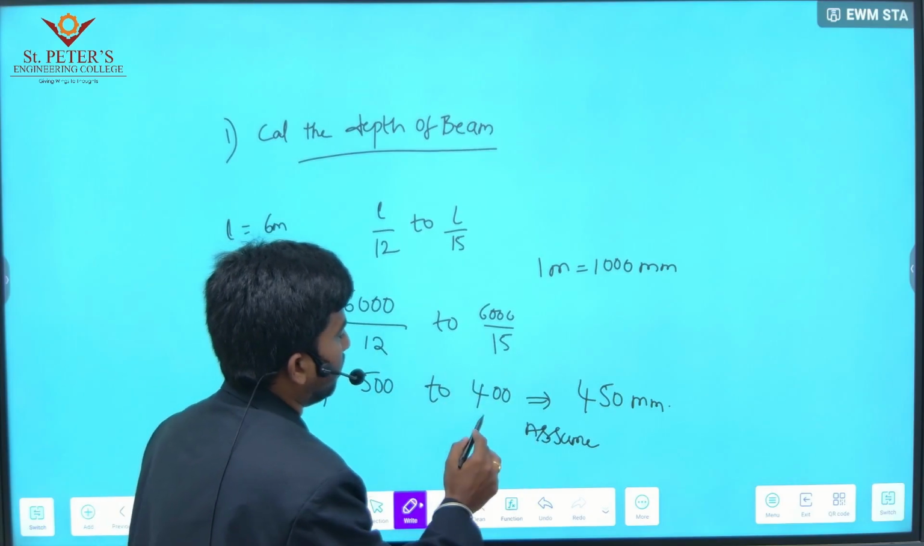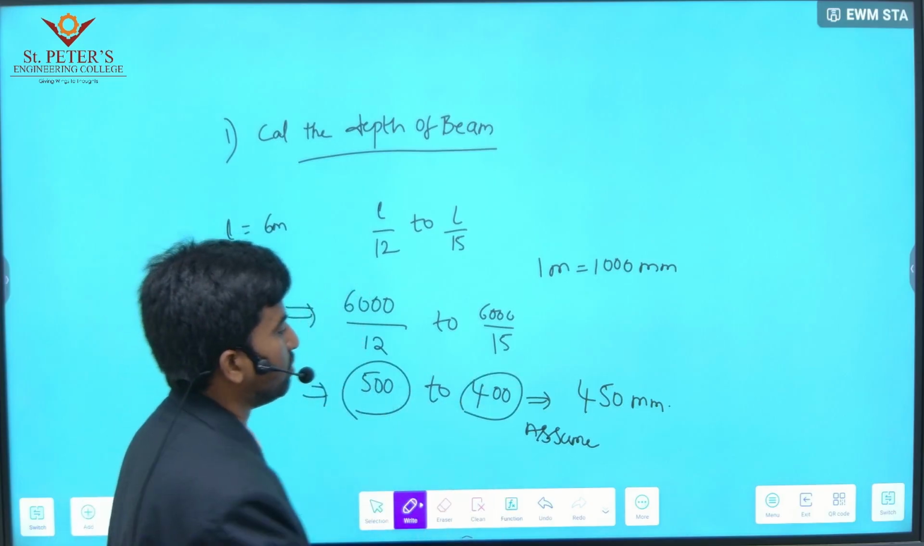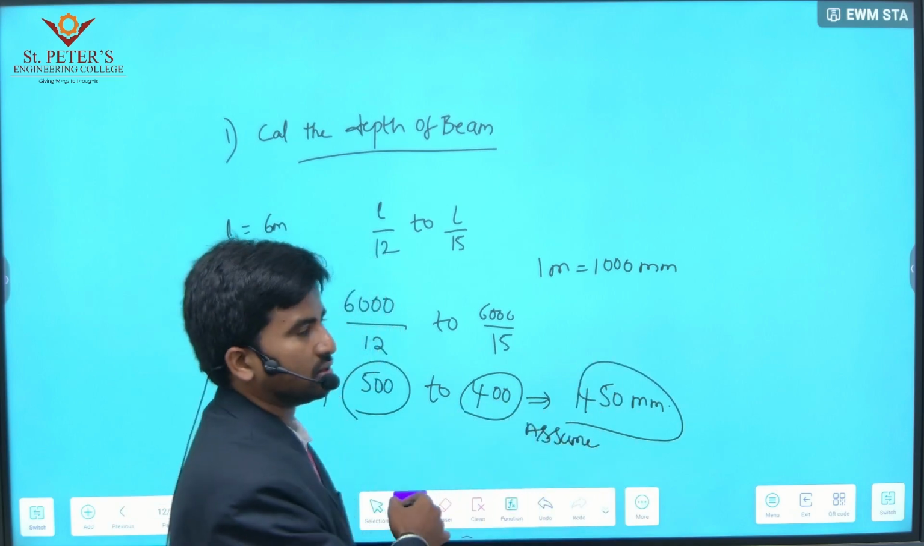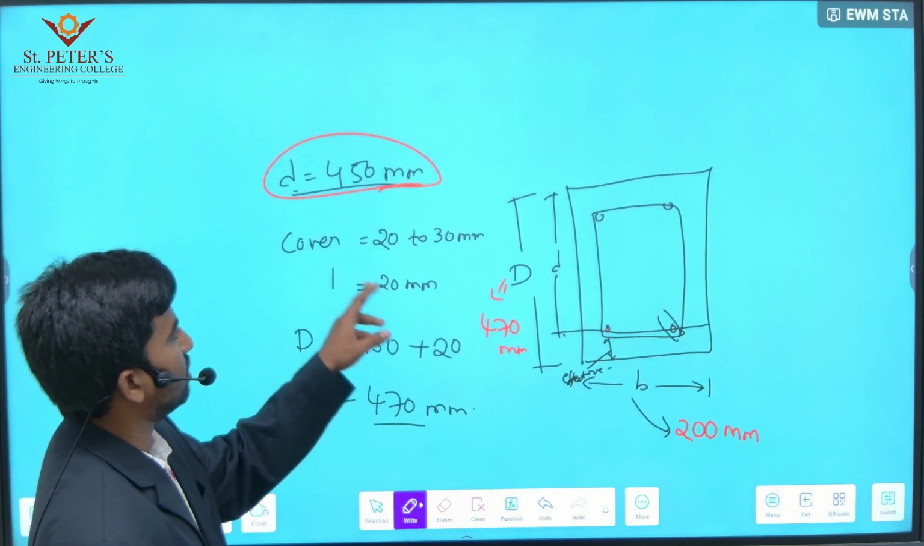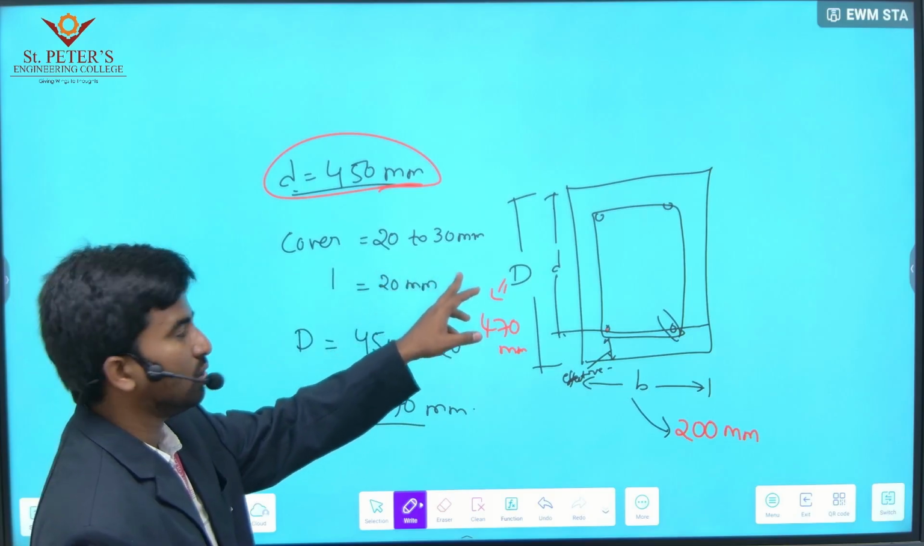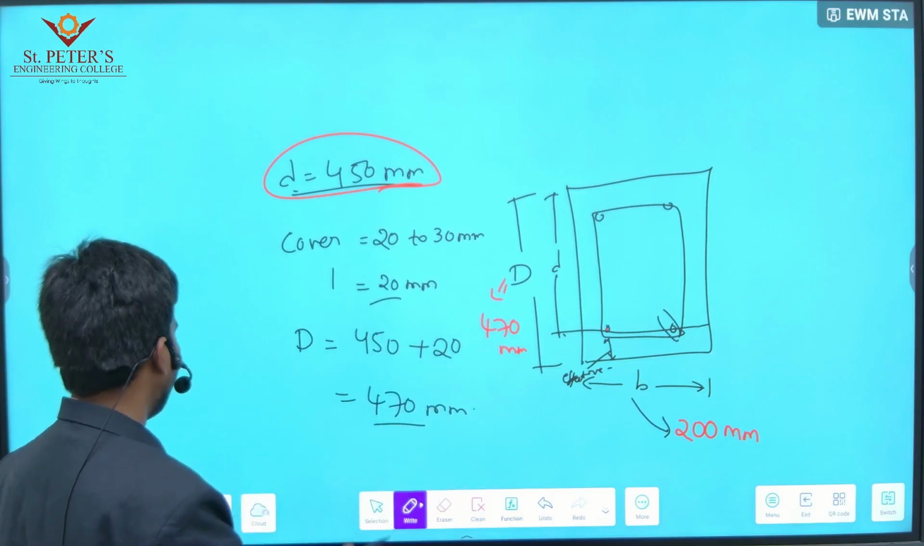So the minimum value is 400. The maximum value is 500. So I am taking an assumed value in between, 450. This is the effective depth. And cover we are taking 20 to 30 mm. I am considering 20. So overall depth is 470.